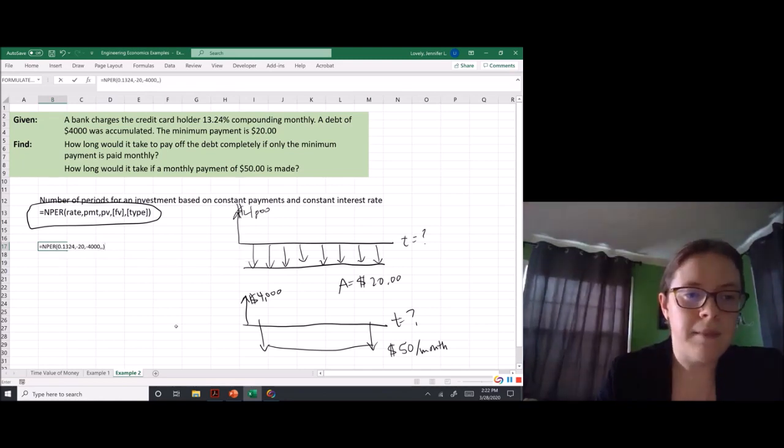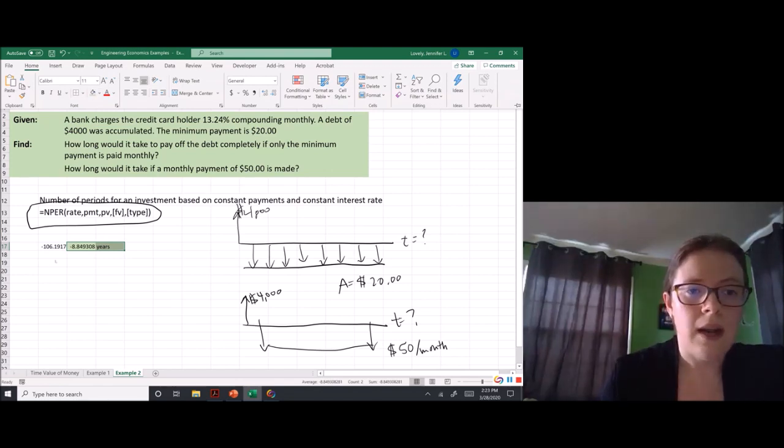Oh, I did make a mistake. When looking at the interest rate, and I'm going to click up here on the formula bar, I made a mistake because my rate I didn't put in terms of months, so I do need to divide that value by 12. So it's actually 0.1324 divided by 12. All right, so now I have a period of roughly 106 months. So if I take that value and divide by 12, then I can get the amount of years. Okay, so that's the amount in years. I'm just going to highlight that so we can see.